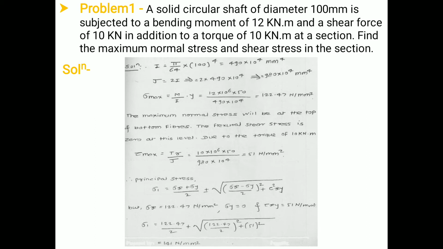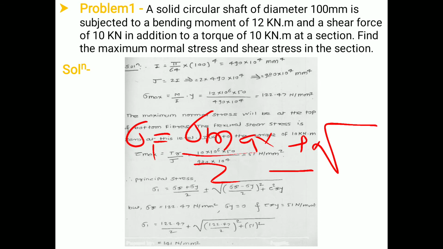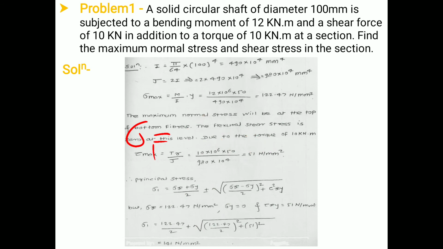Okay, so don't consider this formula directly: sigma x plus sigma y by 2 plus minus under root of (sigma x minus sigma y by 2) bracket square plus tau xy square. You directly consider this formula as sigma 1 is equal to sigma maximum divided by 2 plus minus under root of (sigma maximum divided by 2) bracket square plus tau square. Okay, so you use this particular formula to find out the value of principal stress. Therefore we have the value of sigma maximum. Don't consider sigma x and sigma y.